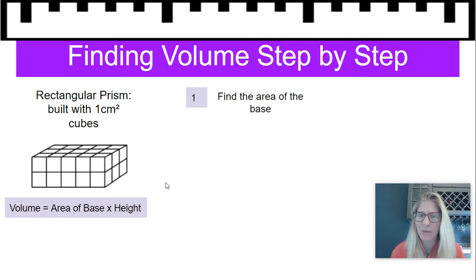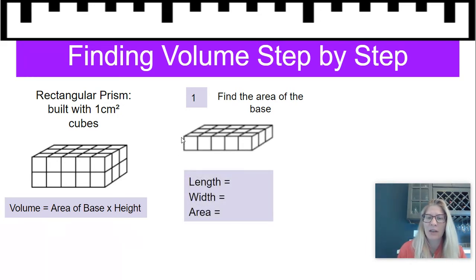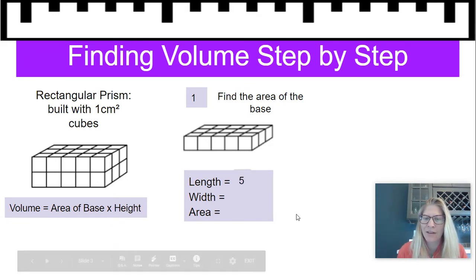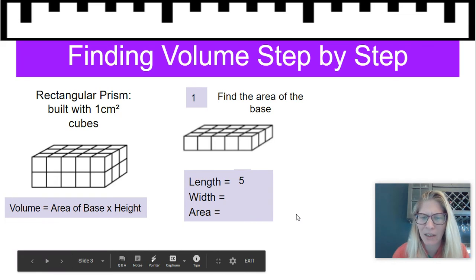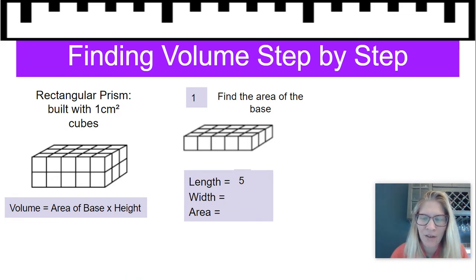It's length times width. So here's a picture, an example of the bottom layer of the prism, the base of the prism. So our length is going to be 5. Now take a look at the base of the prism and think in your head, what's the width? And if you were thinking 3 just then, you're correct.